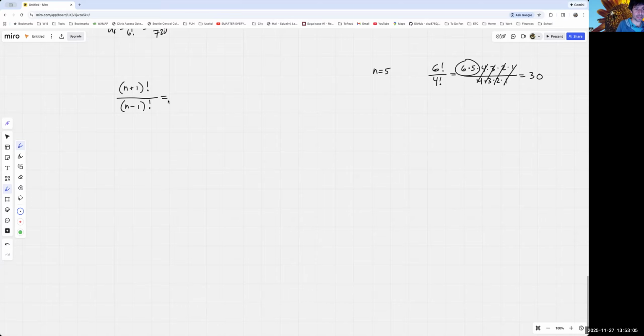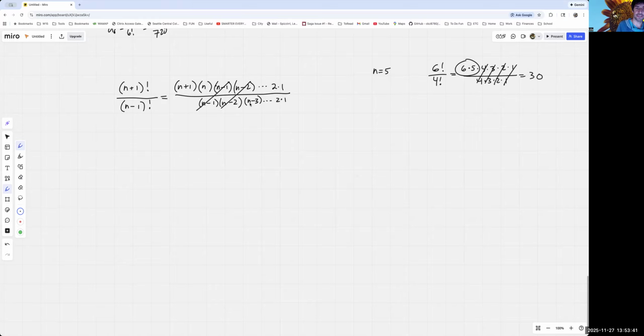Let's do a similar game here. n plus 1 factorial means start with n plus 1. Multiply it by the number below that, which is n. Multiply it by the integer below that, n minus 1. And you just keep doing that until you get down to 2, down to 1. n minus 1 factorial means start with n minus 1. Multiply it by the number below that, n minus 2. Multiply by the number below that, n minus 3. Keep going down to 2 times 1, right?